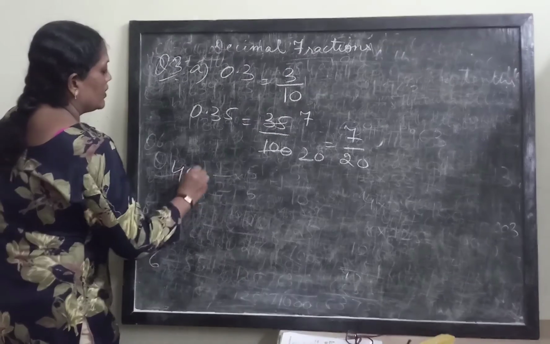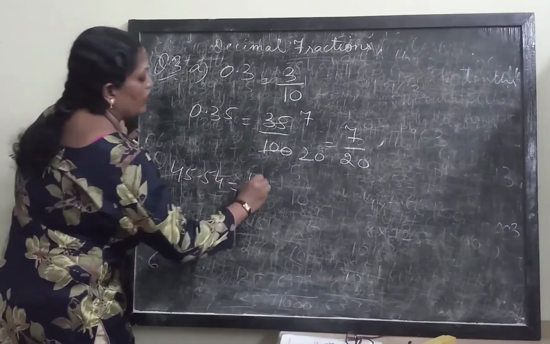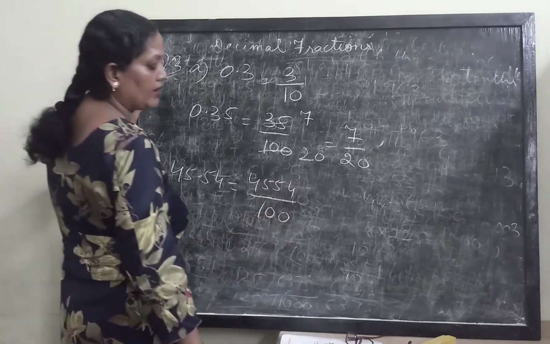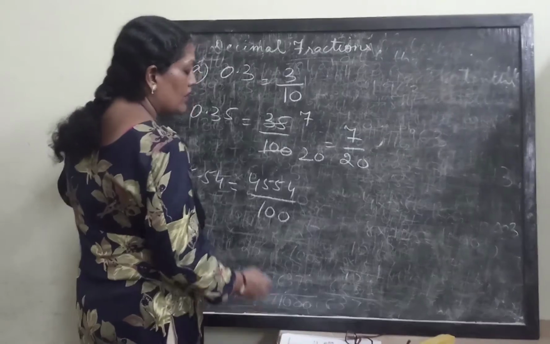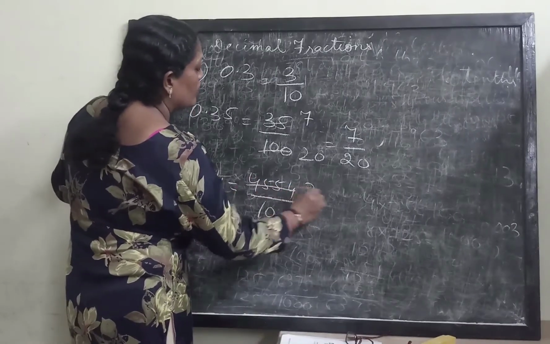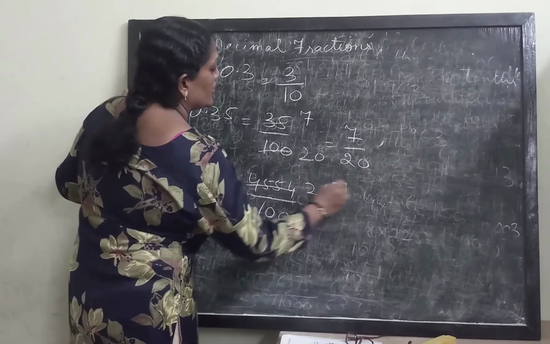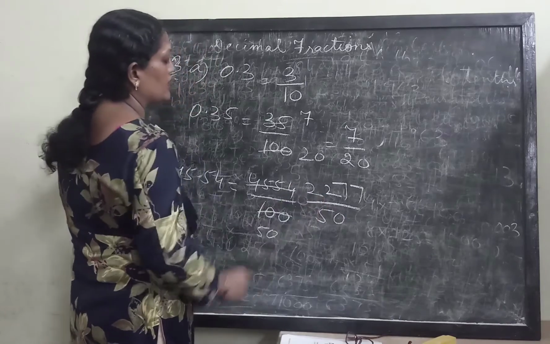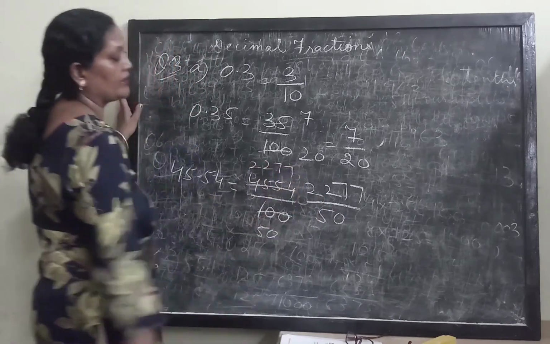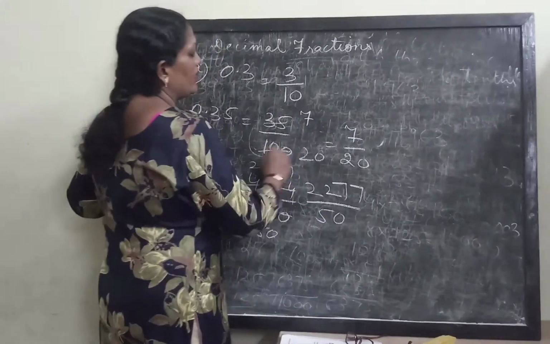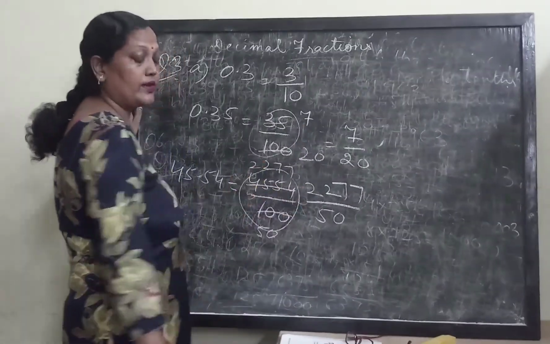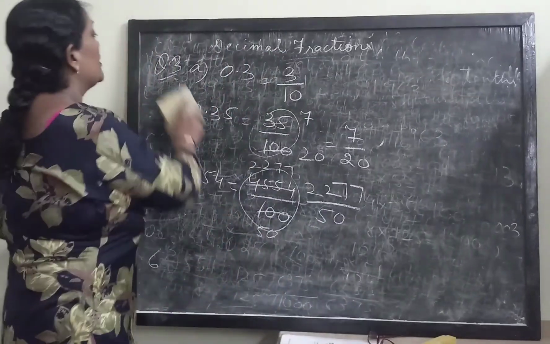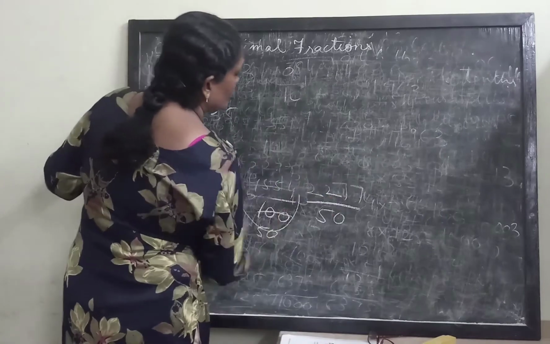45.54. After decimal, how many numbers are there? 2. 4554/100. You can do it by cancellation. Cutting 2. 2 2s are 4, 7 2s are 14, 7 2s are 14 over 50. This will be 50. Now no cancellation, so it will remain as such. If you write like this also 35/100, that is also correct. So with this exercise 5.2 we have completed. Now come to 5.2 exercise.